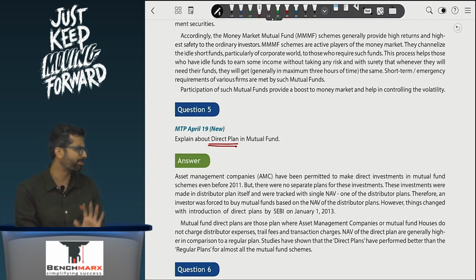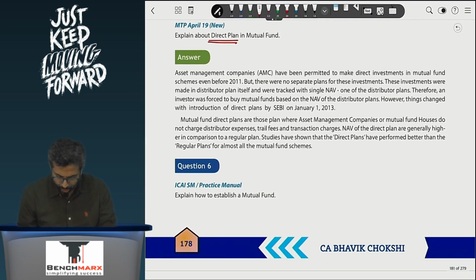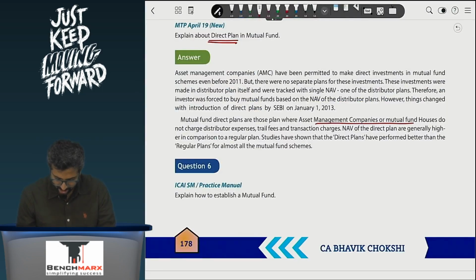So mutual fund में भी ऐसा है. Now there are direct plans as well as distributor plans. Historically direct plans are giving relatively more return because खर्चा relatively कम है. So over here, mutual funds direct plans are where asset management companies do not charge distributor expenses, trail fees or transaction charges. They will directly give this to, let us say, the investor.